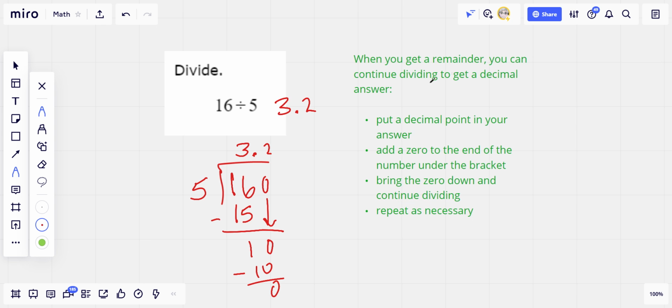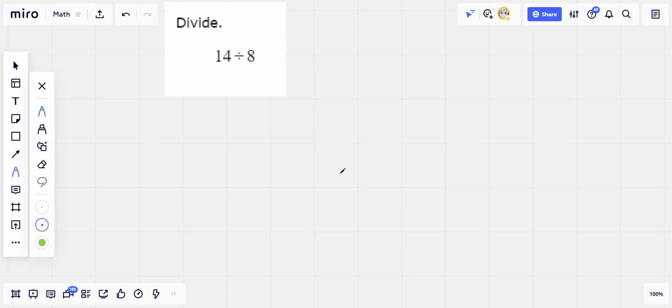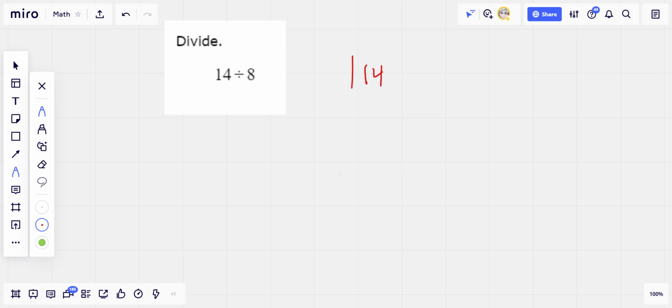Let's try one more of these so we get some practice. All right, 14 divided by 8. So we'll set that one up in the normal way. And the first question, how many 8s in 14? Well, 2 times 8 is 16, so that's over already. So I guess we better put a 1 up here. So 1 times 8 is 8. And we'll subtract that. 14 minus 8 is 6. So the answer to 14 divided by 8 would be 1 with a remainder of 6.